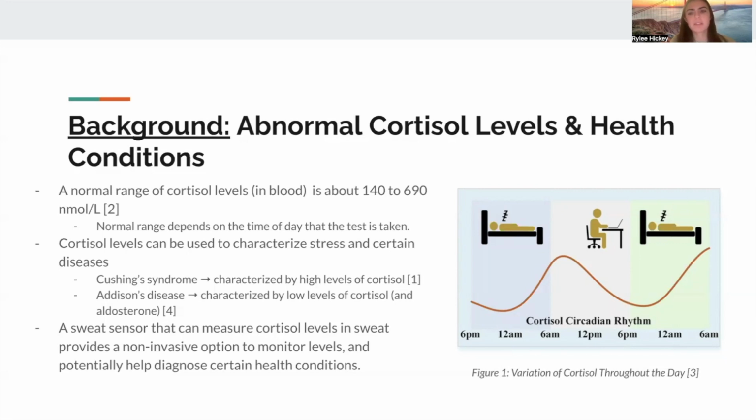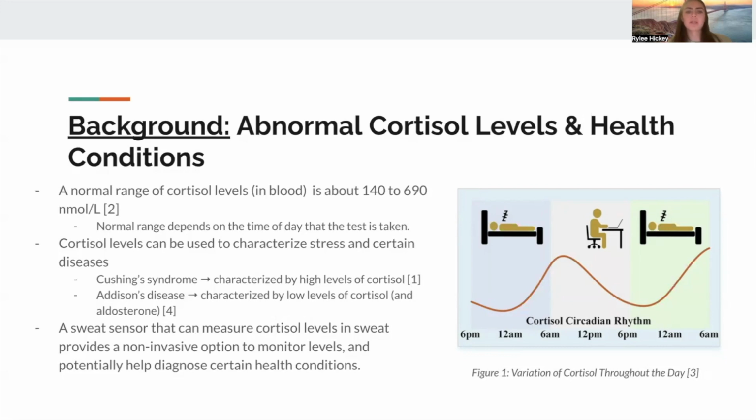However, this is a little bit different than the levels in sweat, but both sweat and blood follow the same pattern depending on the time of day that the test is taken, which can be seen in figure one. You can see that there's a peak in the morning of cortisol levels and it decreases throughout the day.